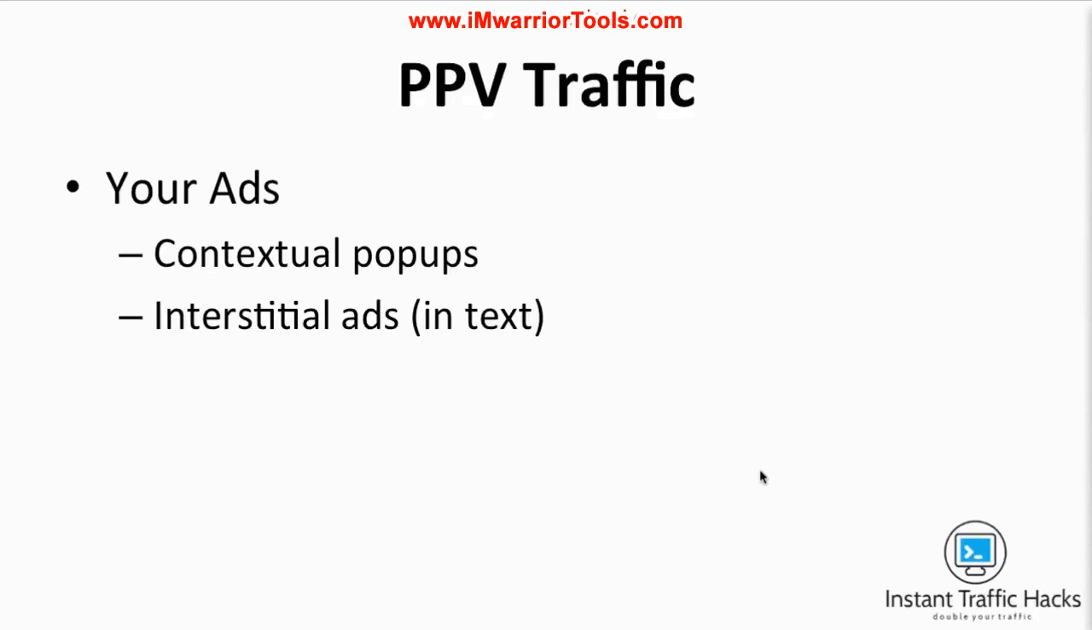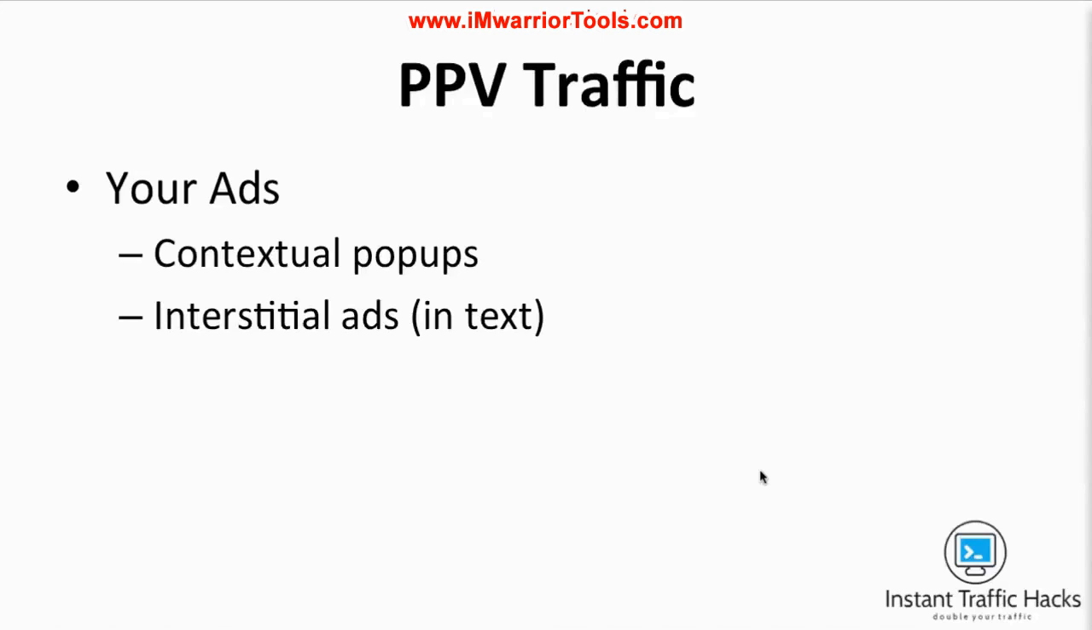But let's get into the ads now that you've had a chance to take a look at the ad providers and select one. So there's two kinds of ads with PPV traffic. The first I'm going to talk about is contextual pop-ups, and the second is interstitial ads or in-text ads.